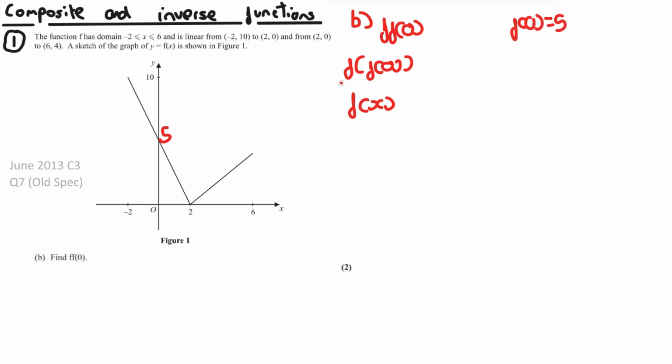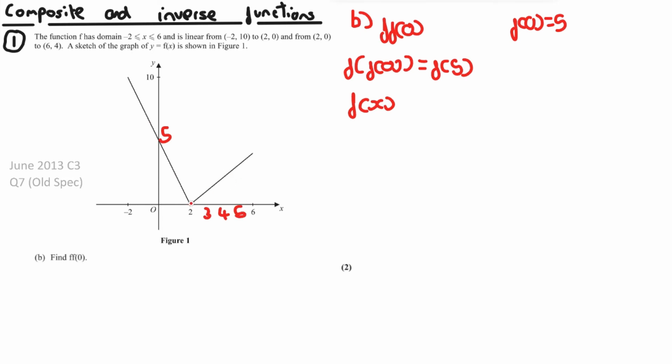So therefore f of f of 0 is equal to f of 5. And then we can use the exact same technique. We can figure out what f of 5 is by using this diagram. So this is 2, so this is 3, and this is 4, and this is 5. So this is f of 5 here.